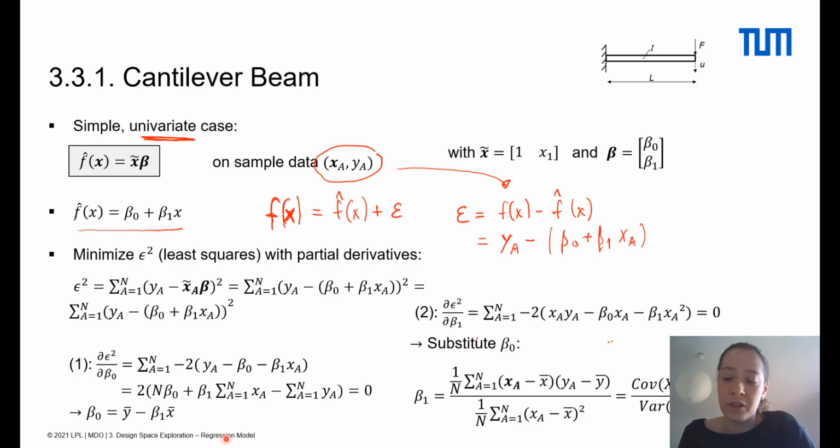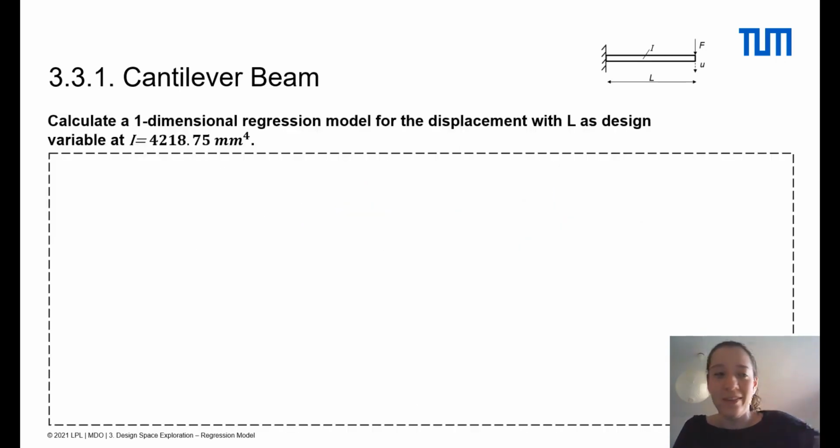But it's important to remember that those only work if we are in the univariate case, so those only work if we just have one design variable. But luckily that's the case here, so we can use the formulas. Let's start from the beginning. We want to compute our one-dimensional regression model, and it will look like this: beta 0 plus beta 1 times x.